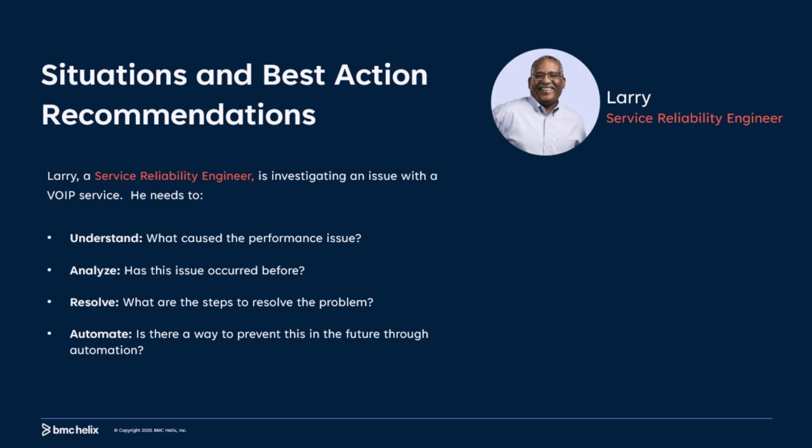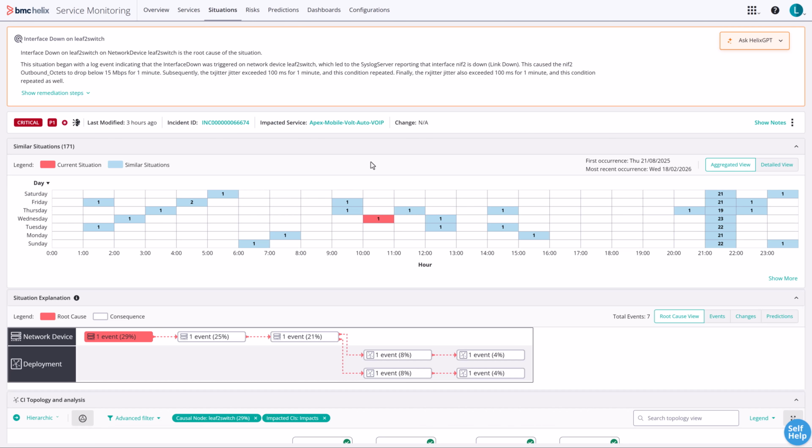Larry, an L2 service reliability engineer at Apex Mobile, is investigating an issue affecting their voice over IP services using BMC Helix AIOps. He seeks additional insights into the problem and guidance on how to resolve it. BMC Helix AIOps leverages generative AI to train large language models. A pre-trained domain-specific model is included by default and can be securely fine-tuned using customer-specific data such as events, tickets, knowledge bases, and log files.